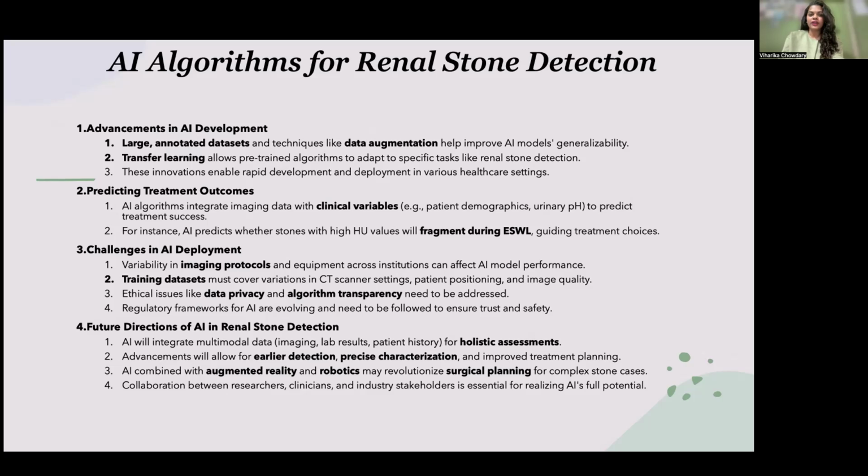Future directions of AI in renal stones. By combining the patient history, imaging and lab results, this will give us a holistic assessment.